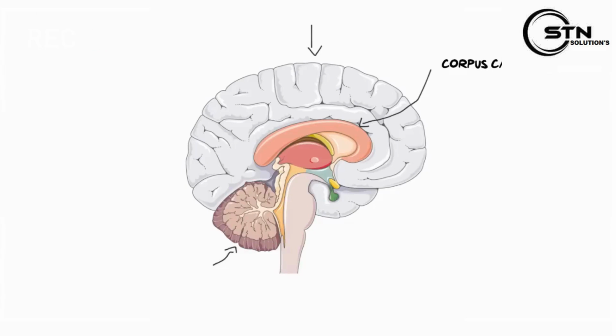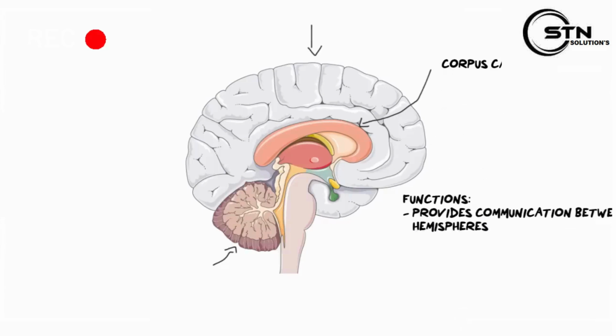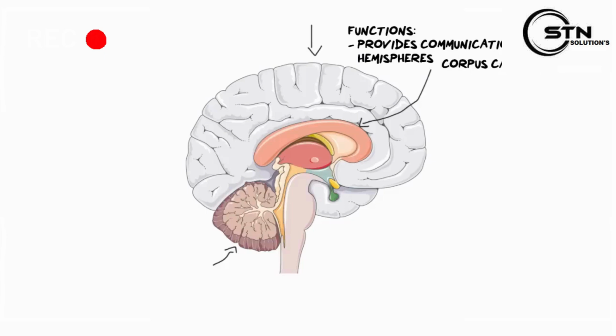Now, the brain is actually divided into two hemispheres or two halves, a left and a right hemisphere. Each hemisphere controls the opposite side of your body. So the left controls your right and your right controls your left. And the function of the corpus callosum is to make sure that there is good communication between these two hemispheres. It ensures that the left-hand side of your body knows what the right-hand side of your body is doing.